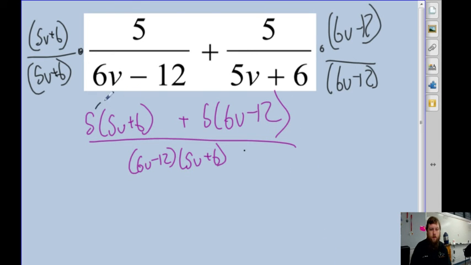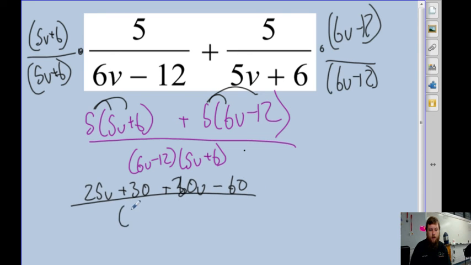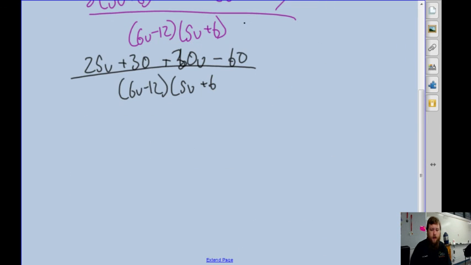I'm going to distribute for both of these, and you get 25v plus 30 plus 30v minus 60 over the same denominator, 6v minus 12 times 5v plus 6. And I want to combine like terms. So on the top here, the 25v plus 30v is going to be 55v, and 30 plus negative 60. Oops.